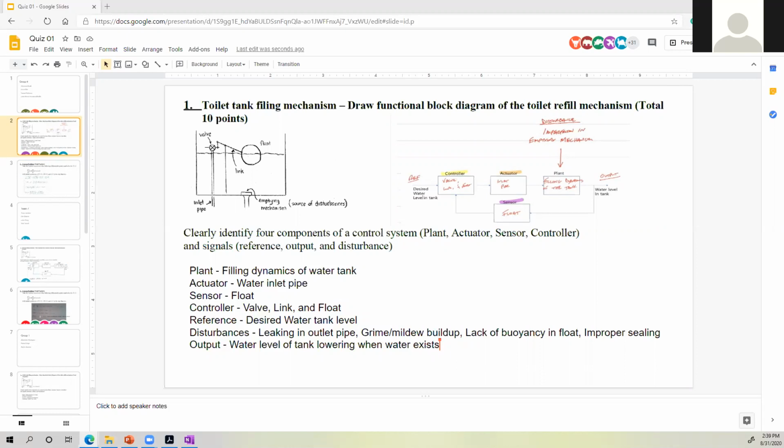I agree with the float sensor idea. Yeah, it's like a float sensor. But the reference can be the desired level. So I think both of you have valid points. So when you design this toilet system, you design this part.